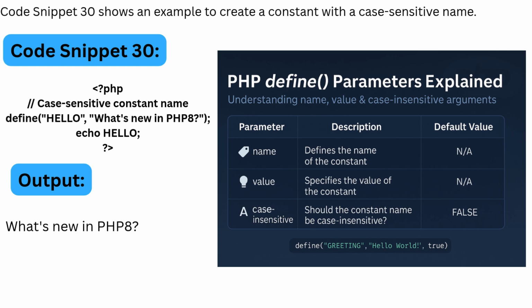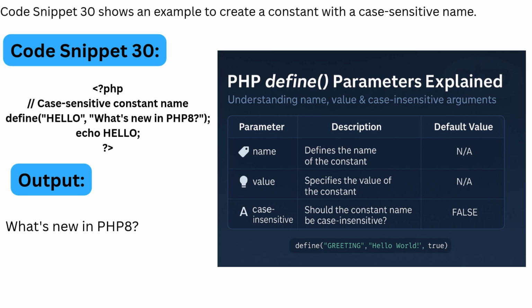Constants can only be case-sensitive, and trying to use the third parameter for case insensitivity will cause a warning or error. This change was made to make PHP more consistent and predictable. Having constants behave in one uniform way, always case-sensitive, reduces confusion and improves code readability. So, to summarize this example, the constant HELLO is created using the define function.